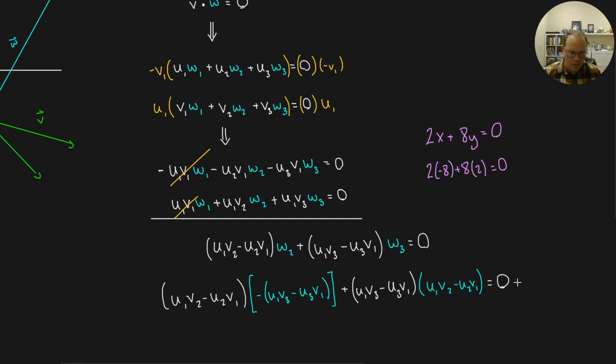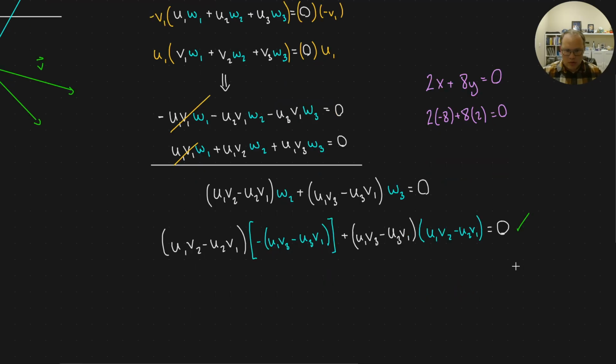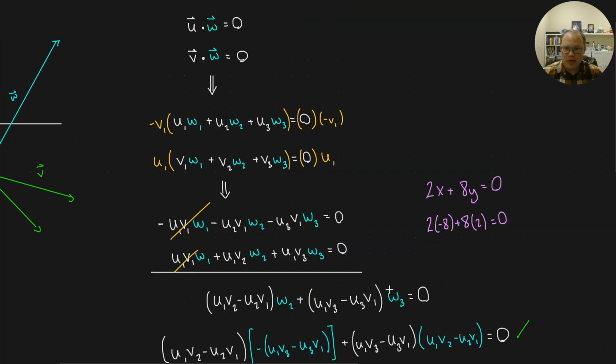So that checks out. That works. So far so good. I've chosen W2 to be negative U1 V3 minus U3 V1, and I've chosen W3 to be U1 V2 minus U2 V1. Okay, now let's plug back into one of our original equations, way back up here, and I can figure out what W1 would be.